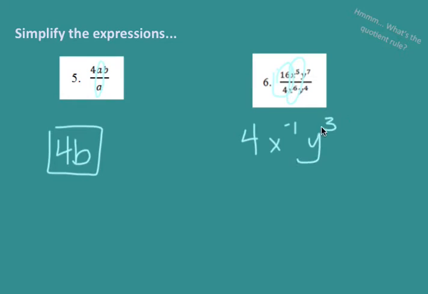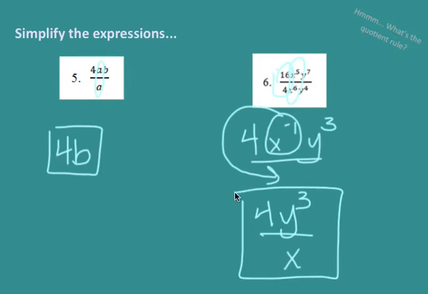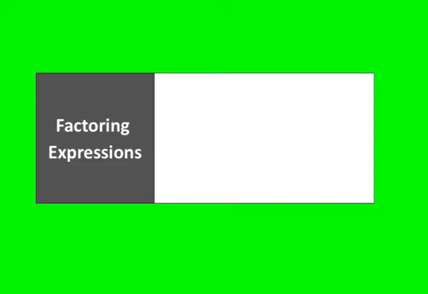Now, I can't have a negative on the top. So what I'm going to do is flip it to the bottom of the fraction, and when I do that, it'll become positive. So I have 4y to the 3rd divided by x to the 1st. So this right here is your answer for number 6.